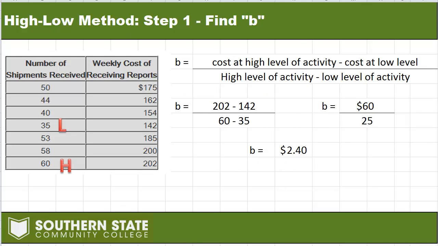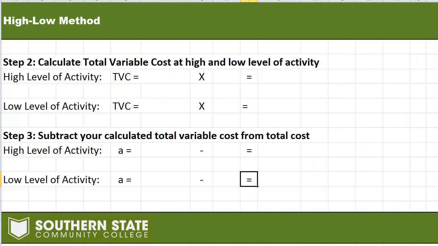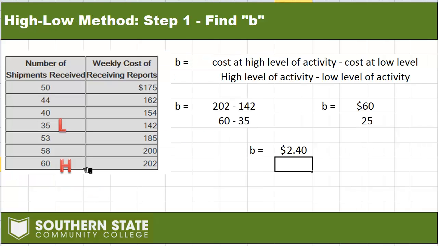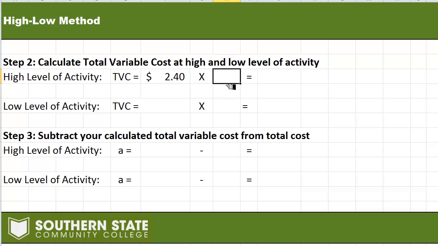So we got our B taken care of. Let's look at step 2. Step 2 of the high-low method, we're going to calculate the total variable cost at the high level of activity and the low level of activity. So I'm going to take my $2.40 and I'm going to go find that high level of activity. Looks like we had 60 shipments received. So I'm going to come back over and plug that in, and I'm going to take $2.40 times that 60, and I get 144 as a total variable cost.